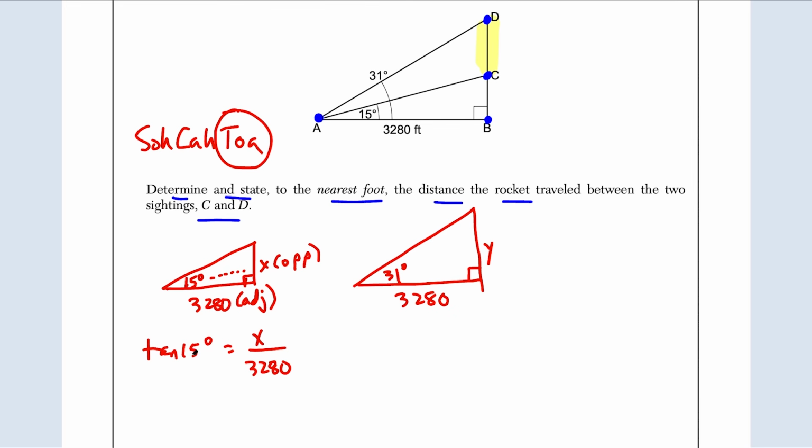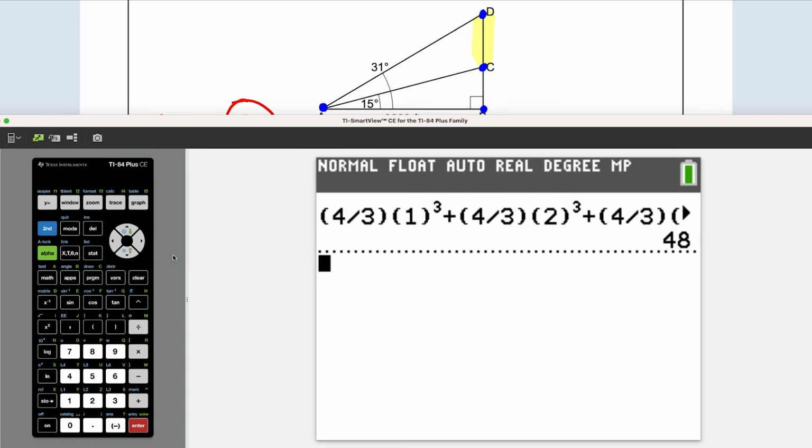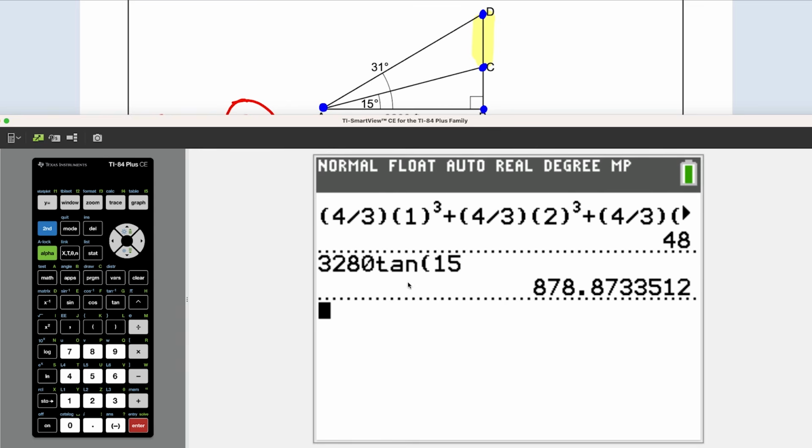So to solve for x, all I have to do here is cross multiply, and I'm going to have x times 1 is x, and that's going to be equal to 3,280 times tangent of 15 degrees. So now we just type this in, and remember, we're in degree mode here. So we have 3,280, and we're multiplying by tangent of 15 degrees, and that gives us this value here.